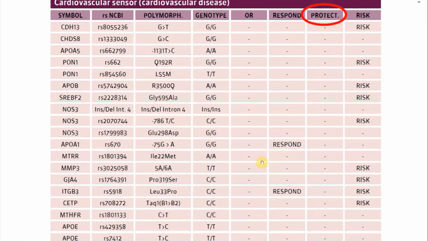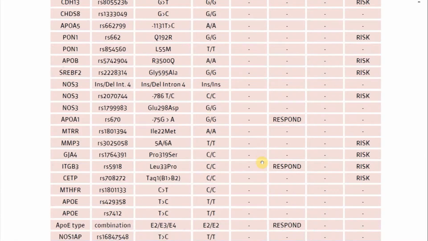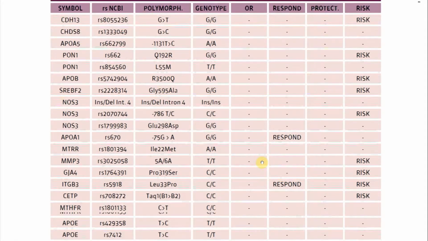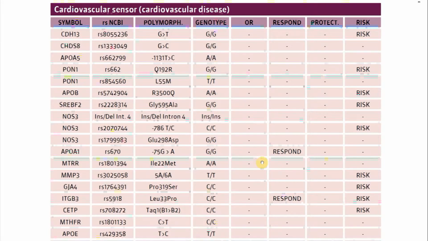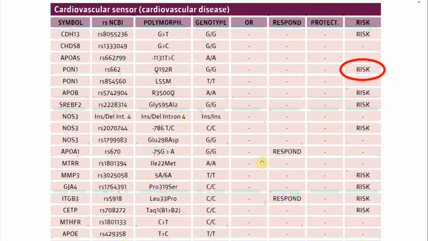Protective means that these genes might protect you from a certain risk. So it's not an increased risk, but actually protection. In this example, there's no protection. There might be in your report, so do open yours and check it out. And risk means disease risk. Some of these cause an increased risk of some kind of disease. In this case, it might be high LDL cholesterol and high triglycerides and all of these kind of blood lipid things. And we're going to talk through this later.